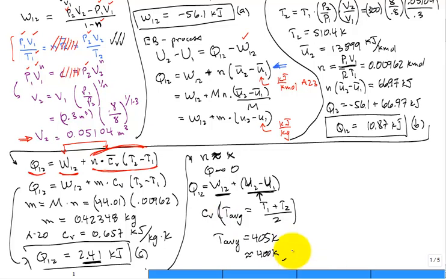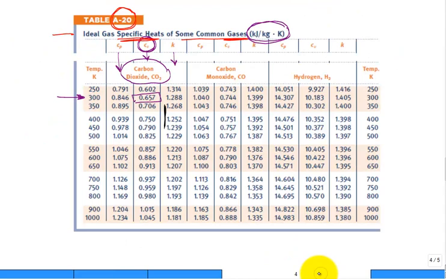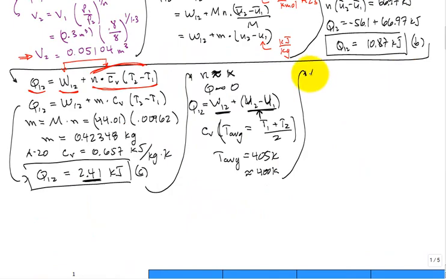So when we go to our table, we come down here to 400 Kelvin and we use 0.750. Doesn't look like a big difference, right? So in table A20, 0.657 at 300 Kelvin and then 0.750 at 400 Kelvin. So from table A20, we find the C sub V is 0.750 kilojoules per kilogram Kelvin. That's the only change.